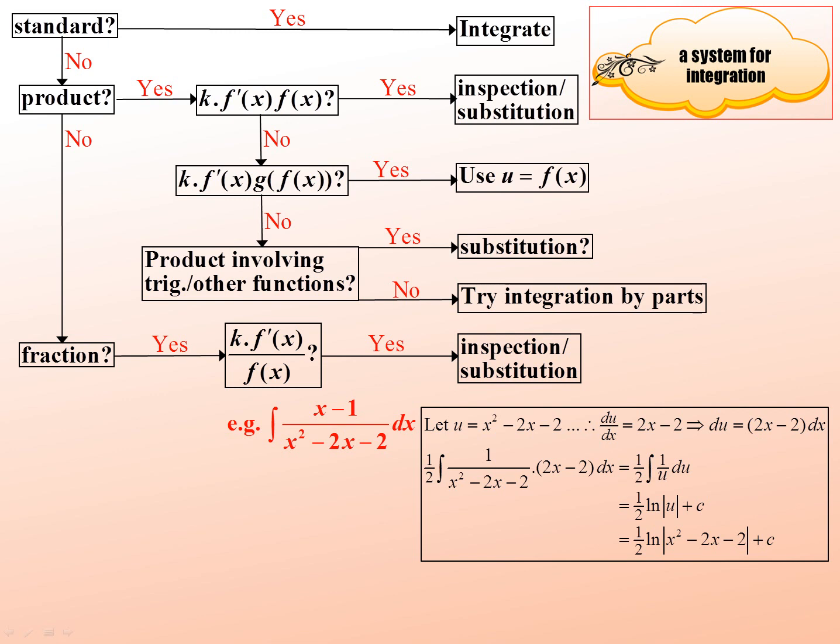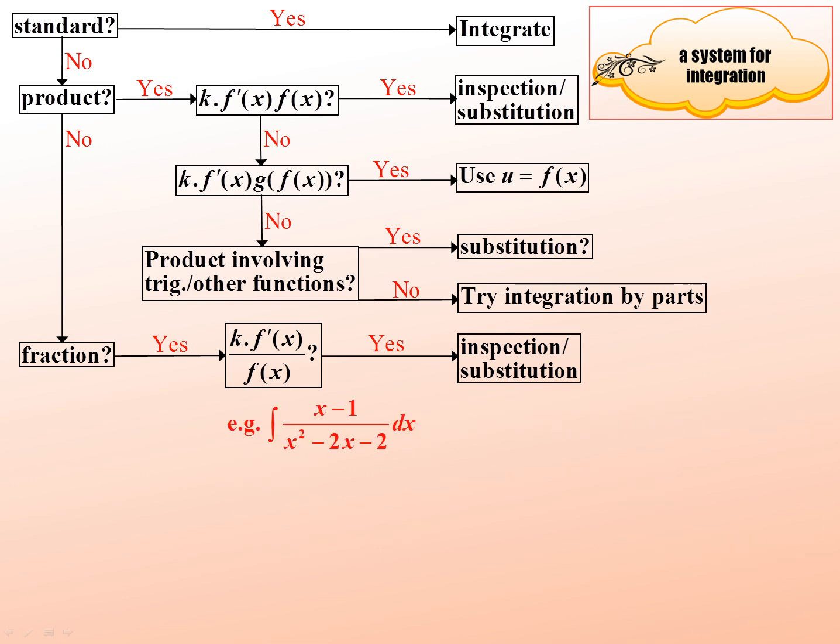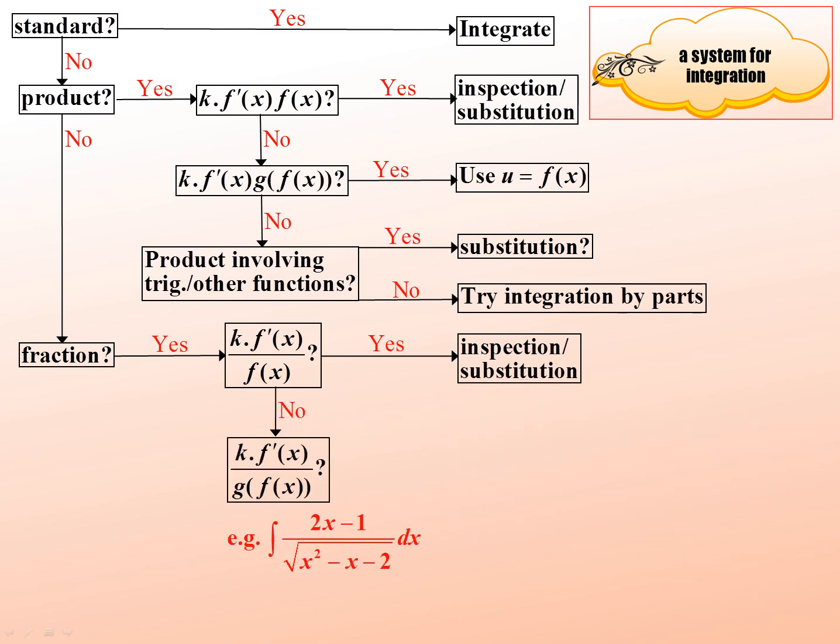Substitute back that value, and there is our integral. If no, could it be similar to this one, where this one's similar to that one, and this one's similar to this one? So now, remember here, I just had x over x squared minus 2x minus 2. In this case now, I have the square root of x squared minus x minus 2.